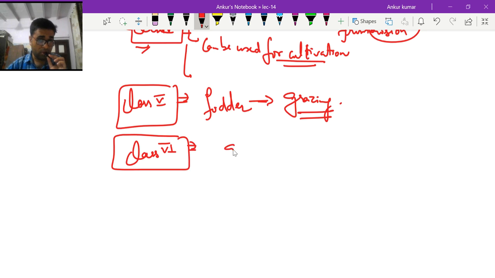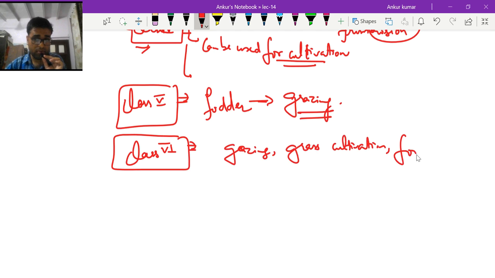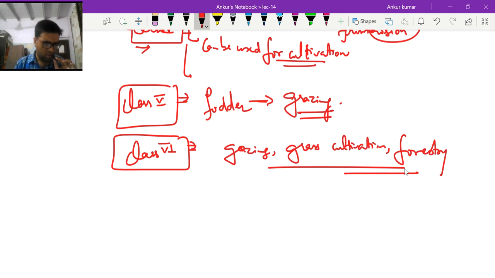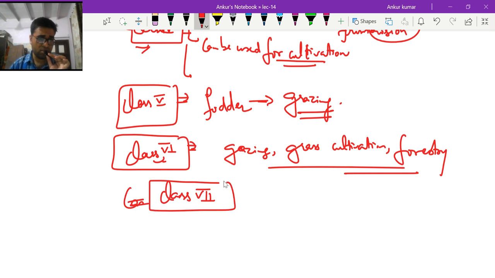These lands can be used for grazing, for grass cultivation, for forestry, but they are not suitable for cropping, wheat, or rice. You cannot cultivate on these lands. Then comes class 7. This kind of land is fairly suitable for forestry and grazing purposes.